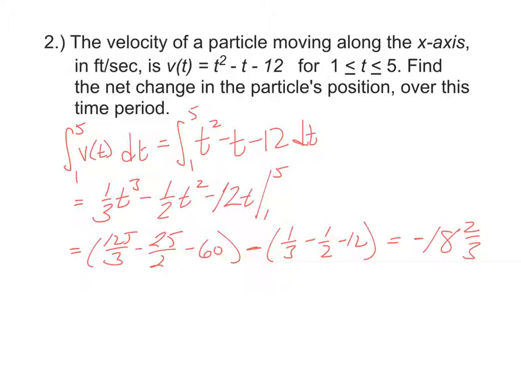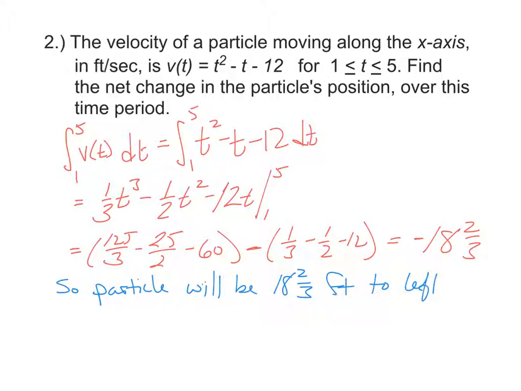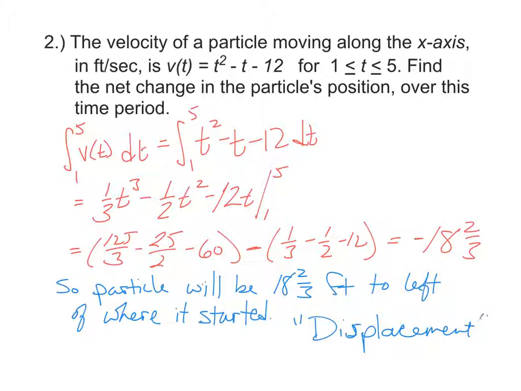Now the important thing to remember is that this is the net change in the particle's position, which means the particle is going to end up 18 2/3 feet to the left of where it started. This is what we call displacement. It's not the total distance, it's just how far the particle was displaced. Actually the net change from start to finish. That's all that we found with this integral.